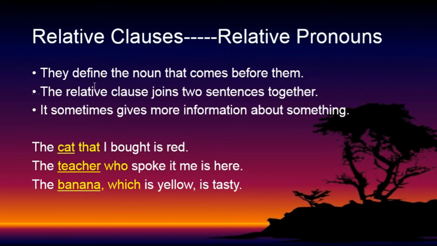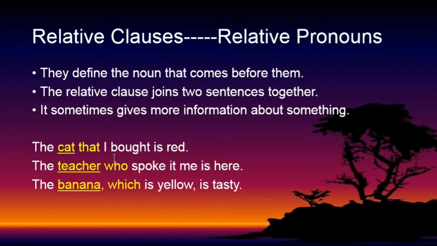So this is one job. It joins two sentences together, or sometimes it gives more information about something in the sentence. So it's not always joining two sentences together. In some sense it is, but sometimes the job is to give extra information about something. In that case, you will need a comma, or two commas depending on the sentence. Let me give you a couple of examples.